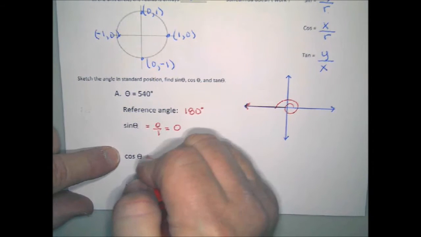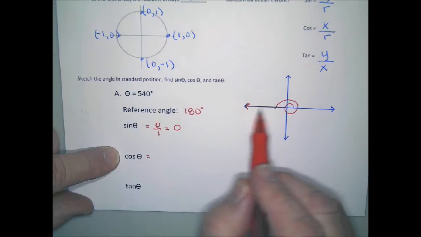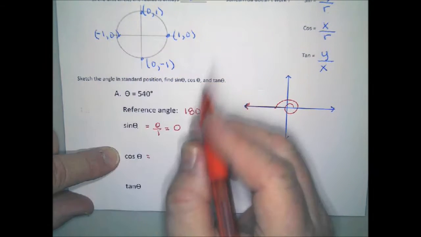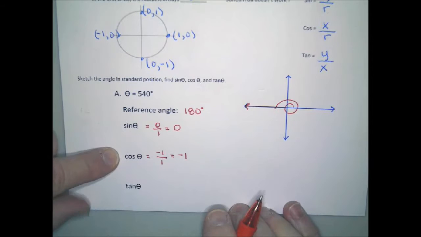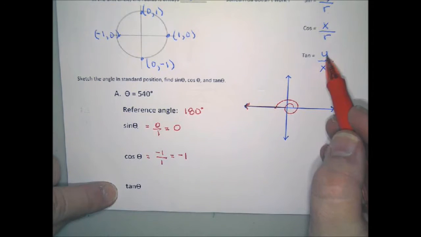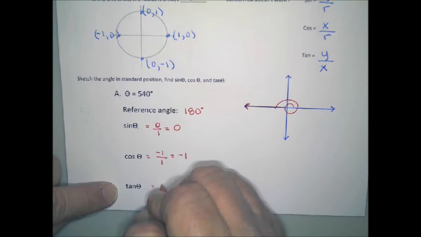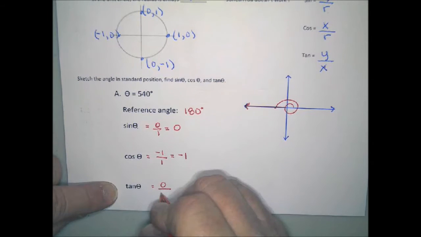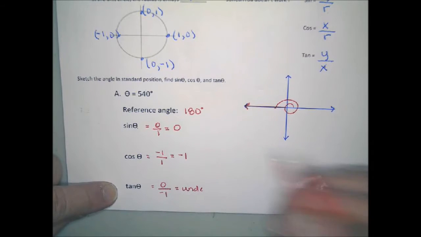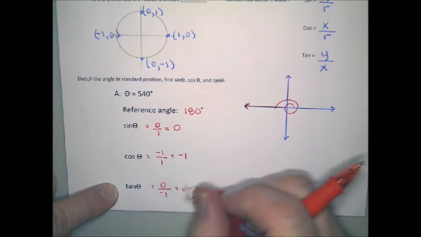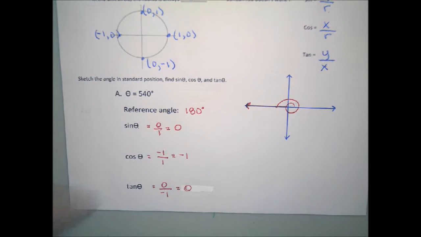What's the cosine? Well, the cosine is x over r. At this point right here, which is where I am, the x value is -1. The r is always 1, so that's -1. And what's the tangent value? Y over x. Well, the y value is 0. The x value is -1, but 0 over -1 is undefined. Anything? No, it isn't. It's 0. Sorry about that. 0 over -1 equals 0. So there you go.